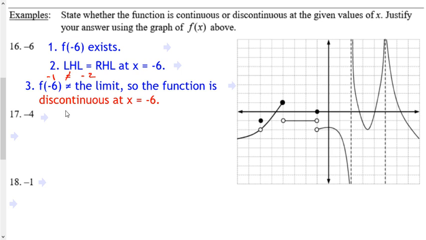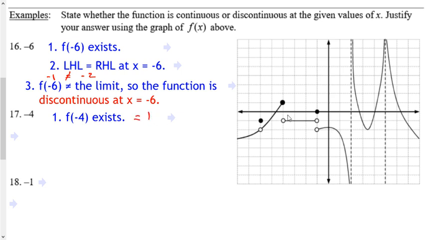As x approaches -4. Well, as we look at this graph, we can see, well, there's a gap. It'll be discontinuous. But let's look at these three conditions. Is the function defined? Yep. The value of the function when x is -4 is equal to 1. So there it's equal to 1.